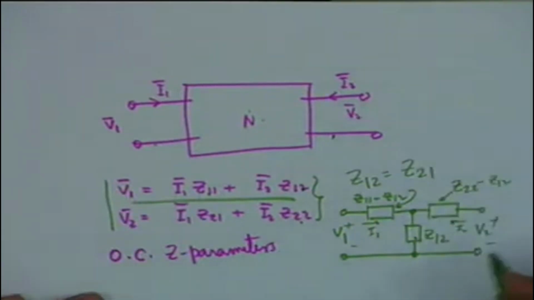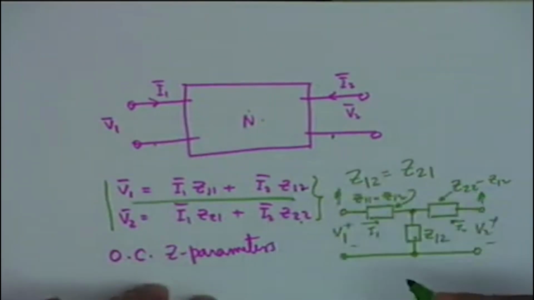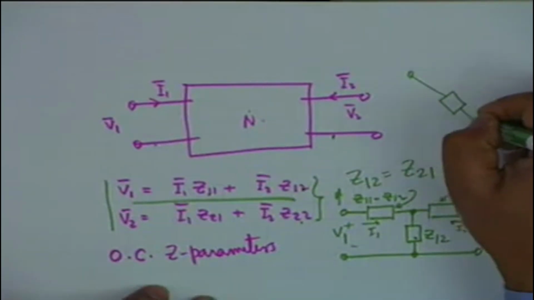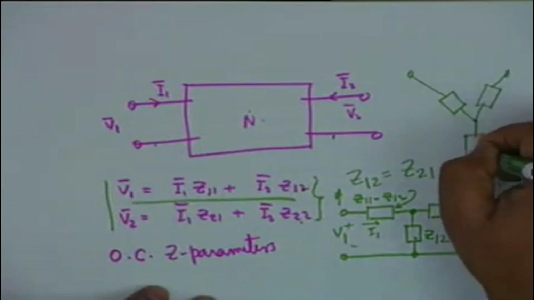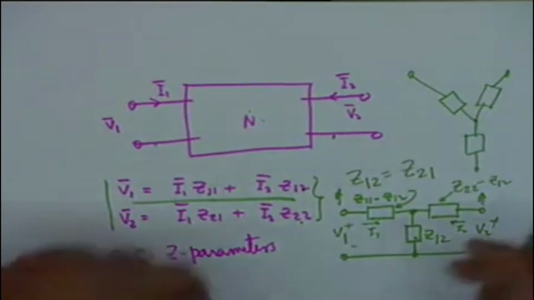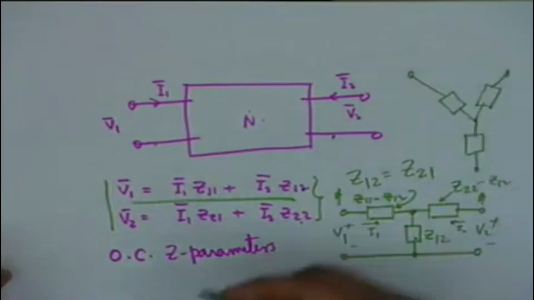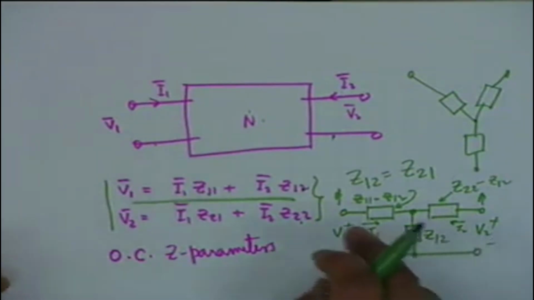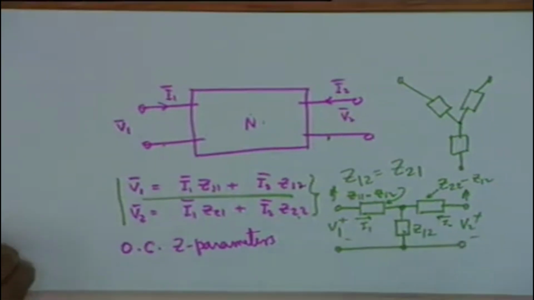You can also, if you pull this terminal up and this terminal up, then you can also show it like this. If you pull these two terminals up, then it becomes of the shape of a Y, and it is sometimes called a Y equivalent model of the mathematical equations. So it is either called a T network or a Y network.